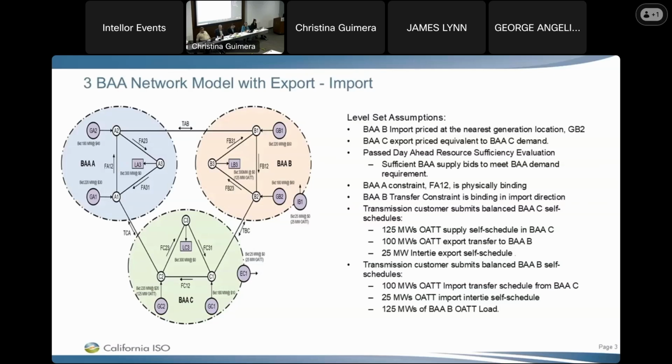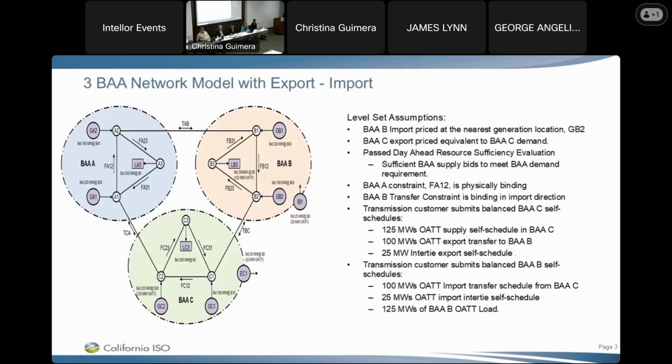In this scenario, BAA, which is the blue BA, has a constraint that is binding, and it's binding from a physical congestion perspective. That's FA12. That's going between generator A1 and generator A2. It has impacts based on the distribution factors or contributions throughout the footprint.